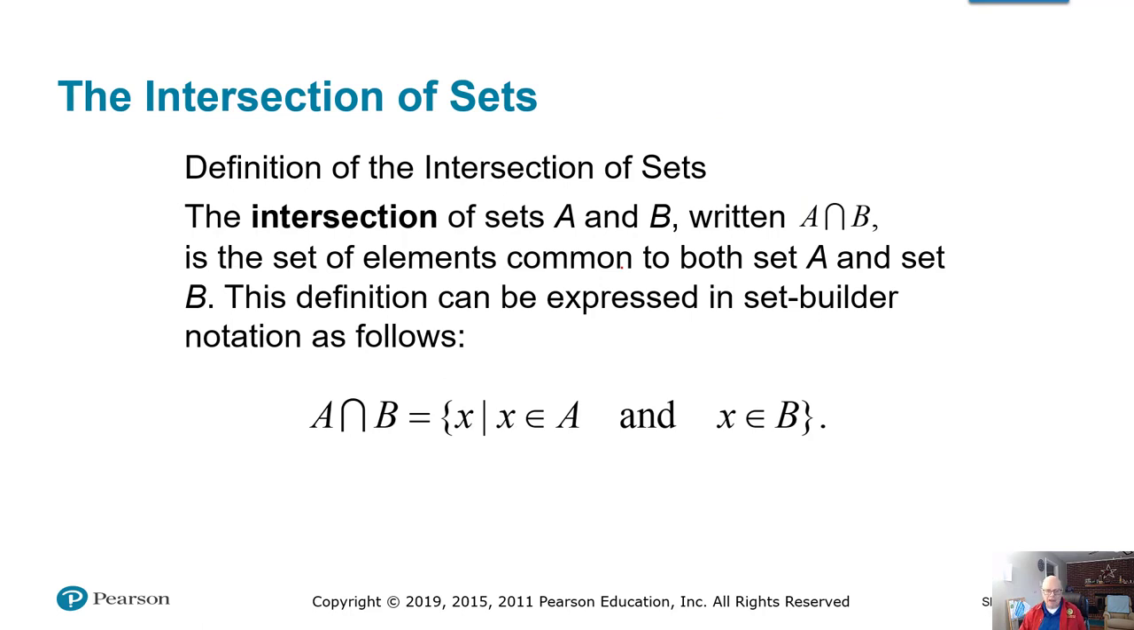Next, intersection. That means the ones that are in both of those, both. So this is the word you want to remember for intersection. Intersection means you're talking about elements that are in both sets. Now, I'll give you a tip. I sort of look at it like this.